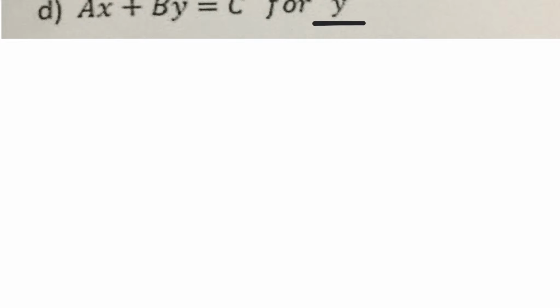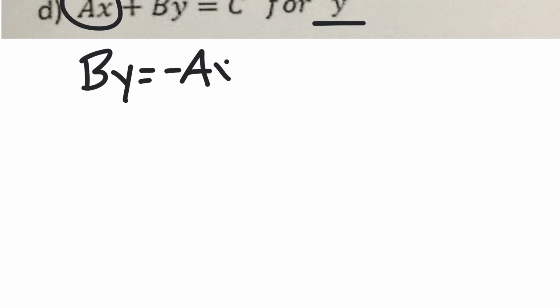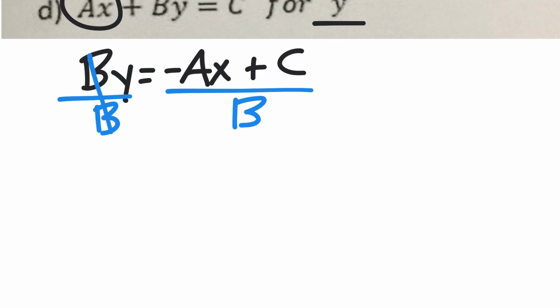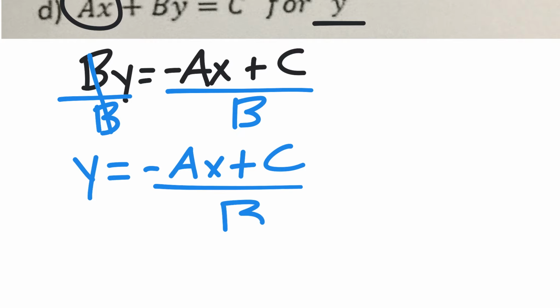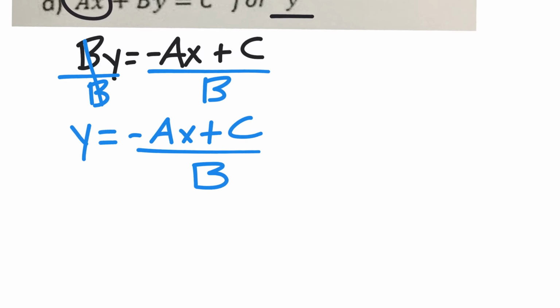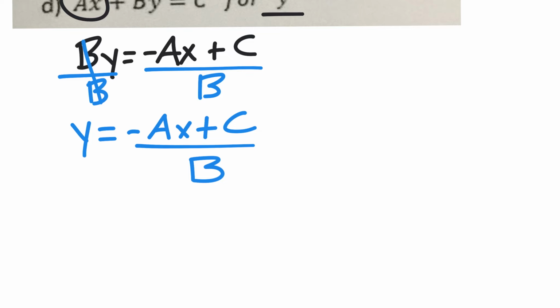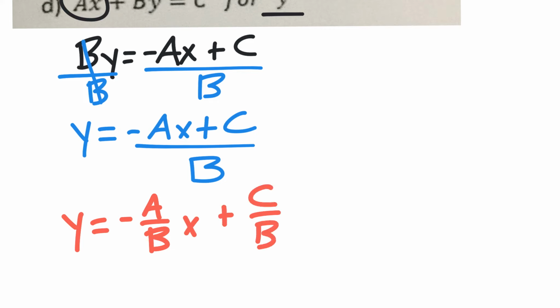So I want to get y by itself, so I'm going to get rid of the ax first. So that tells me by equals negative ax plus c. That's being multiplied by b, so I'm going to divide everything by b. So that tells me y equals negative ax plus c all over b. And that would be a fine final answer. But if you wanted to make it look a little bit more like slope-intercept form, you could break that fraction apart over its denominator. So negative a over b times x plus c over b, where this is the slope and c over b is the y-intercept.